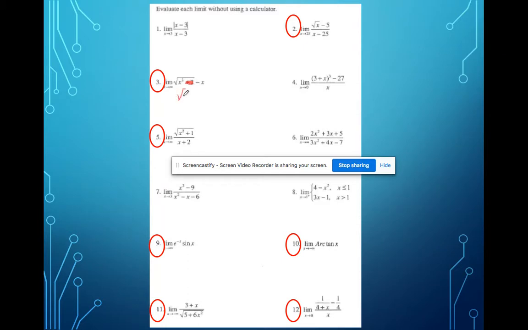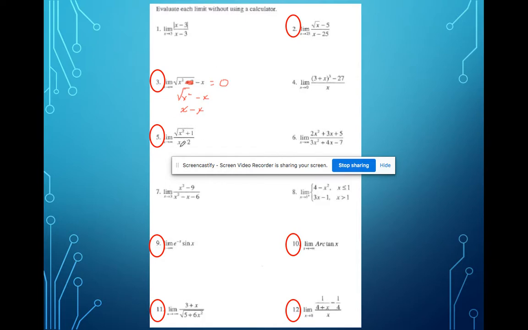So what is the square root of x squared minus x? Well, you're putting in positive numbers, so the square root of x squared is just going to be x. x minus x is 0. Can you see what I would do over here?